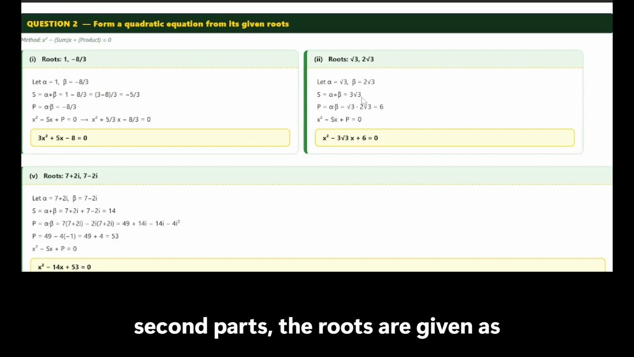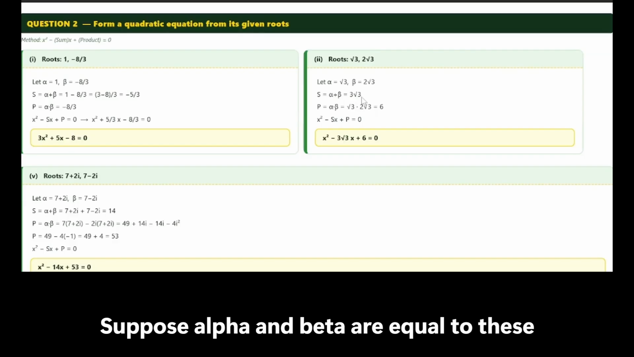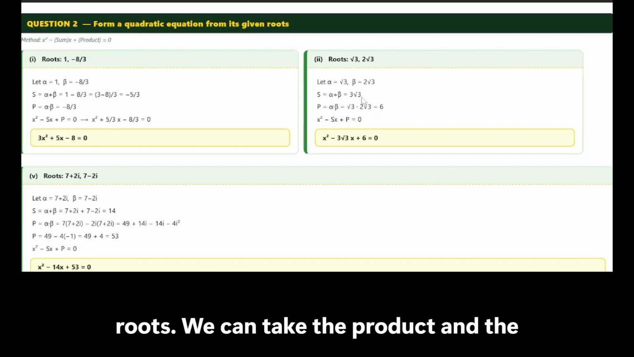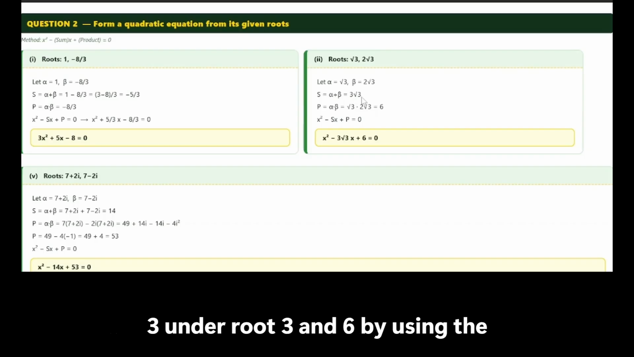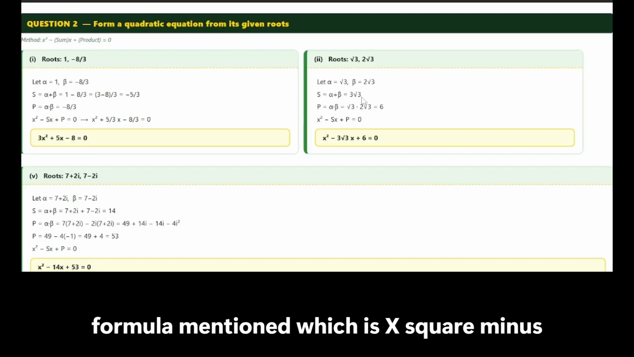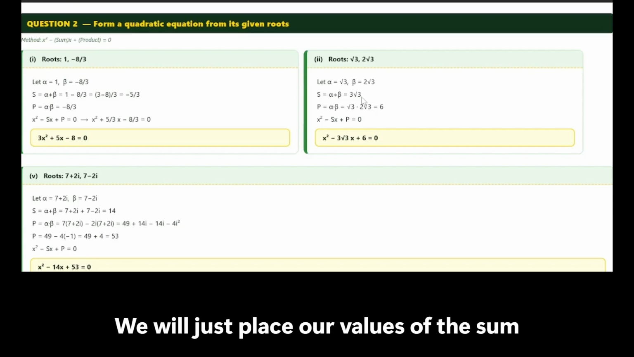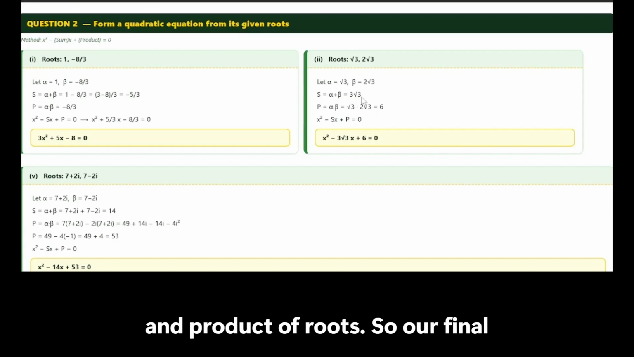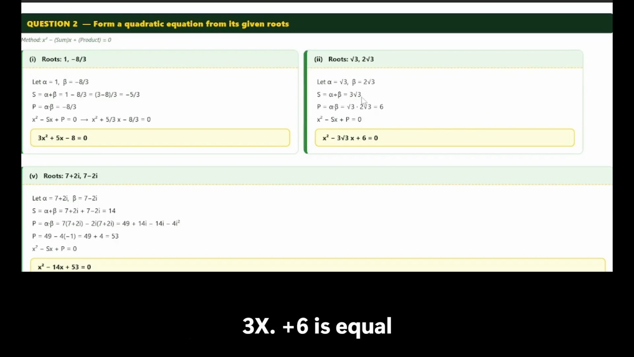For the second part, the roots are given as under root 3 and 2 under root 3. Suppose alpha and beta are equal to these roots. We can take the product and the sum of these roots. So that's going to be 3 under root 3 and 6. By using the formula mentioned, which is x squared minus sum into x plus product is equal to 0, we will just place our values of the sum and product of roots. So our final equation is x squared minus 3 under root 3x plus 6 is equal to 0.